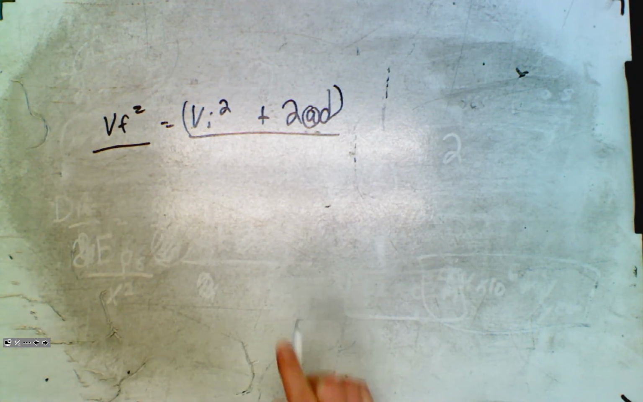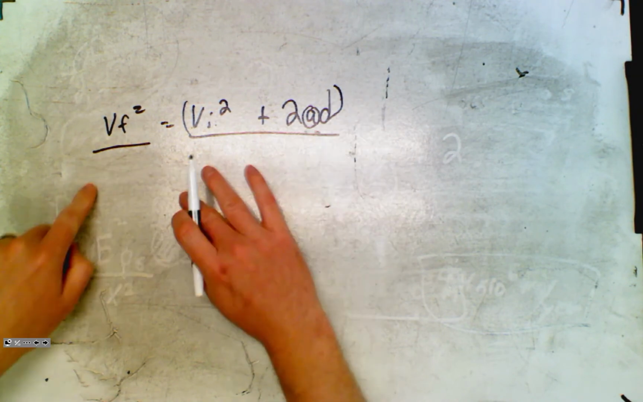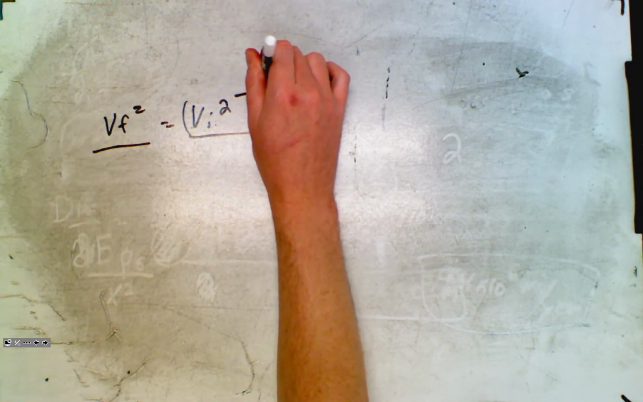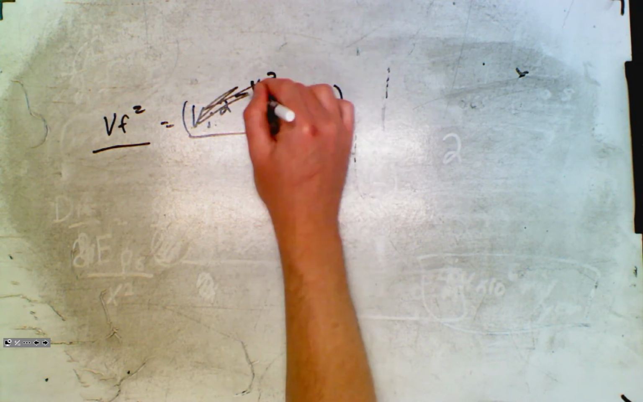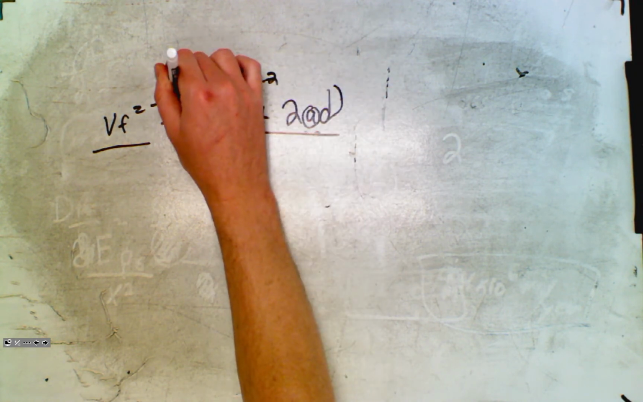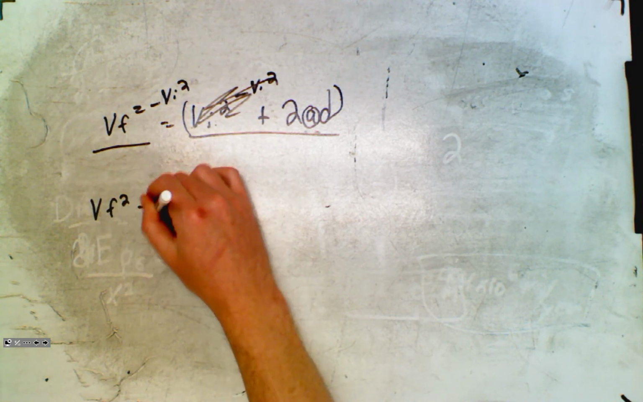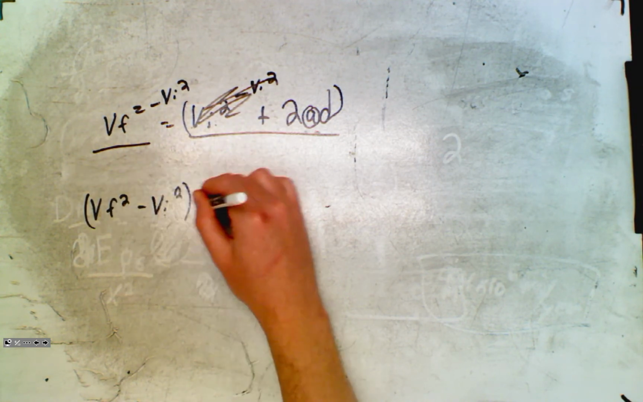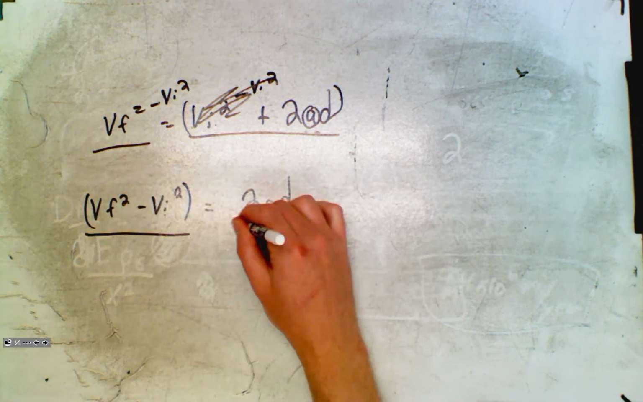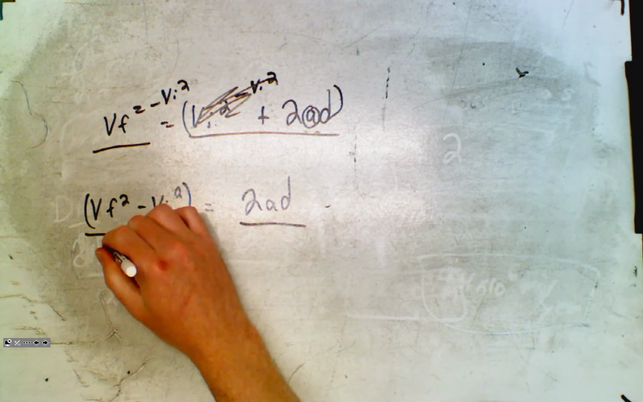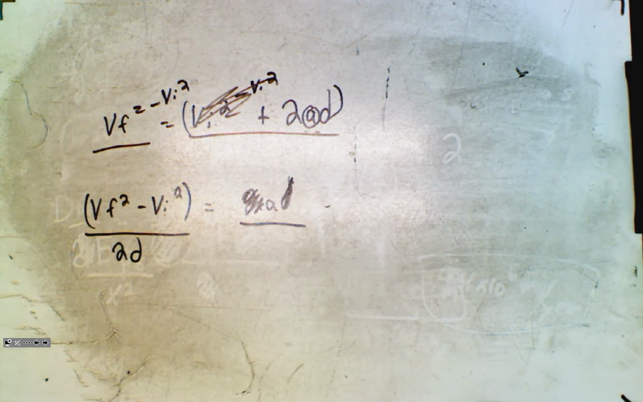So my only other option is I got to get rid of this. So I can't move VI squared down there because I have to move them together. So I have to subtract a VI squared. And VI squared minus VI squared is 0, so it gets rid of it. But if I do it to the other side, then I have to do it to this side. So I end up with VF squared minus VI squared, I'll put those in brackets, is equal to 2AD. And now that I have it like this, well, I can move that 2 and the D down below, and I'm rearranged. That's it.